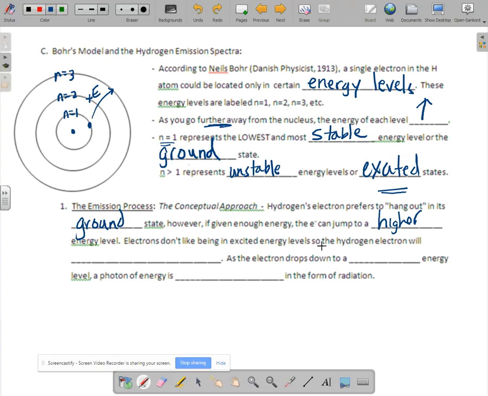Electrons don't like being in the excited energy level, so the hydrogen electron will fall back down. Okay, and when that happens, it goes down to a lower energy level, and a photon of light or electromagnetic radiation is released.